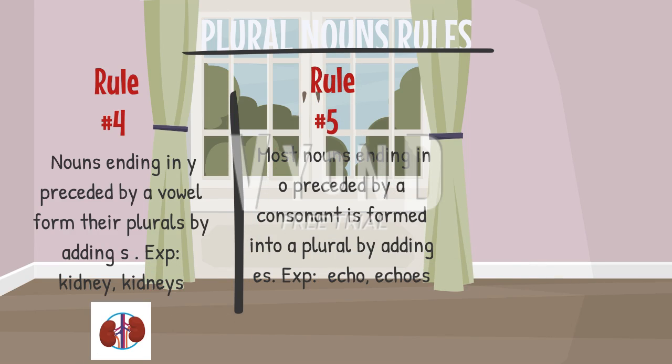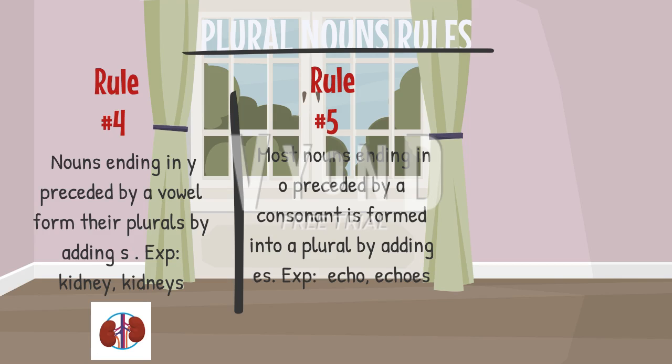Rule number 5. Most nouns ending in o preceded by a consonant form the plural by adding es. For example, echo, echoes. Special note: most nouns ending in o preceded by a vowel form the plural by adding s. For example, folio, folios.